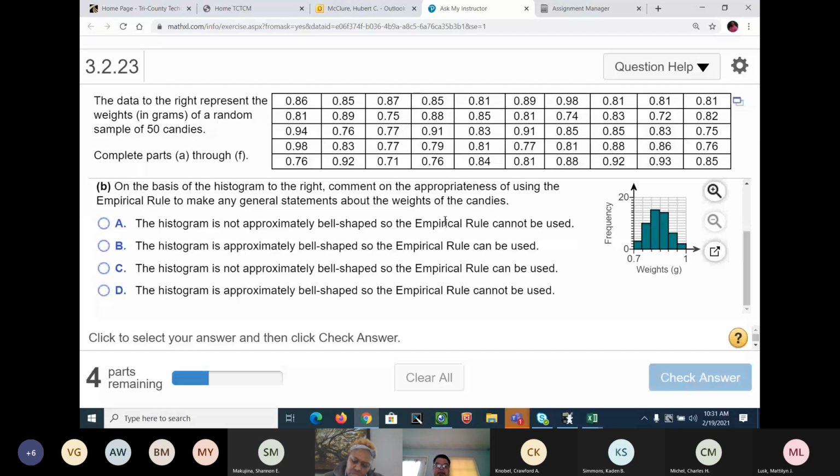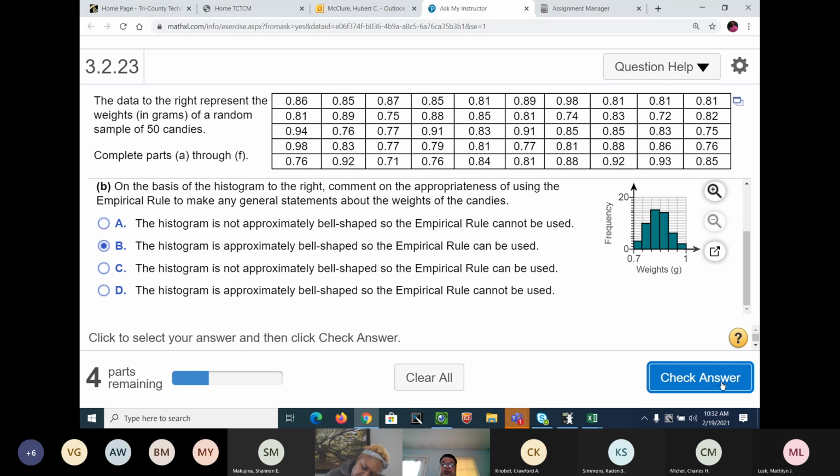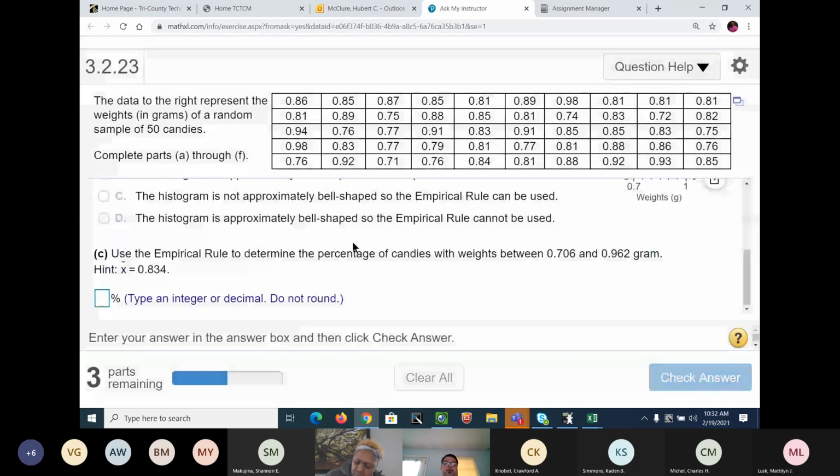If your data is normally distributed, then you can use the empirical rule. If your data is bell-shaped, then you can use the empirical rule. So that would be bravo. The histogram is approximately bell-shaped, so you can use the empirical rule. And here are your questions that I told you are coming up. Here are the 4 questions. Use the empirical rule to determine the percentage of candies between 706 and 962.